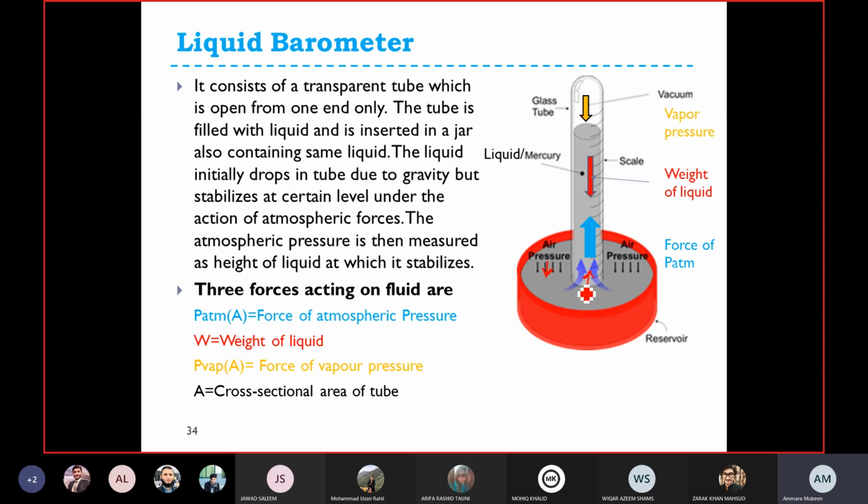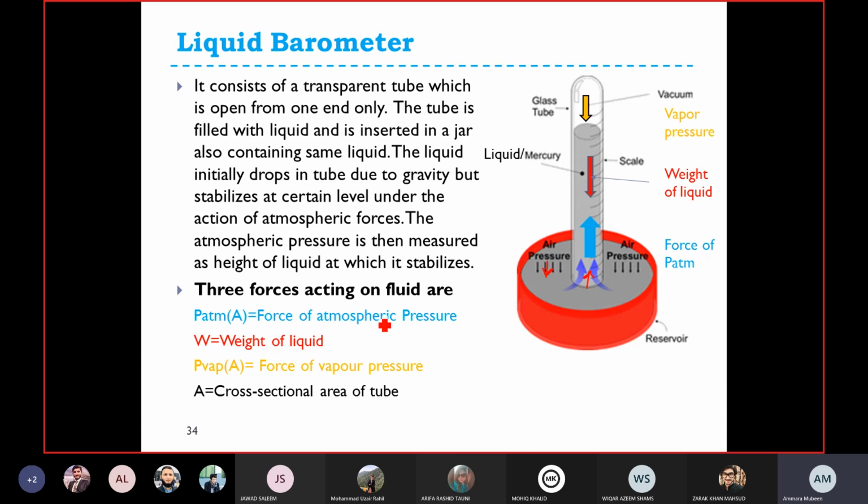The other force is the force due to the vapors, if some vapors are produced above this fluid in the tube. So there is a force due to vapor pressure here, and the direction of that force would be downward. And one force would be due to the weight of fluid in the tube, and the direction of that force would also be downward.